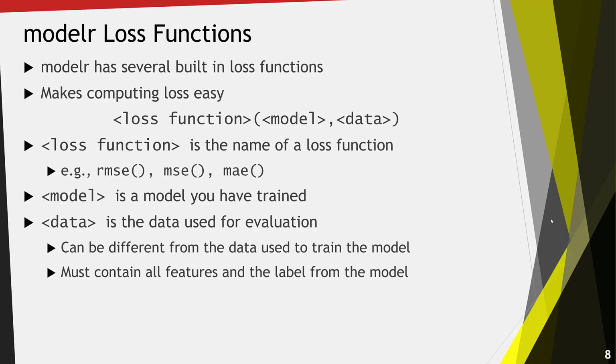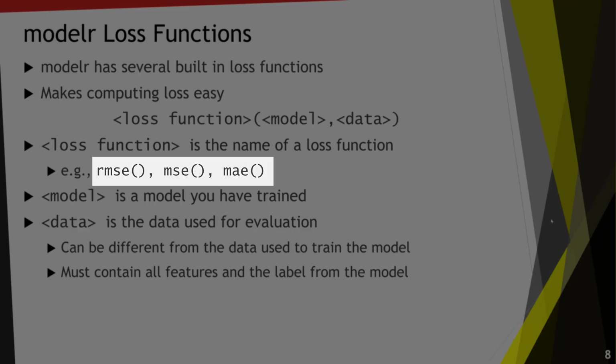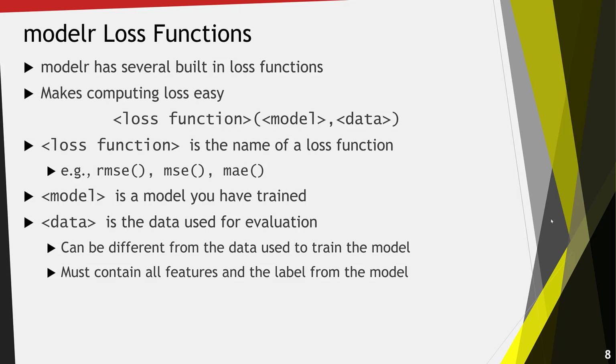There are several loss functions built into the Model R library. Some common ones are RMSE for root mean square error, MSE for mean square error, and MAE for median absolute error. It's important to remember that the data you provide is the data used for model evaluation. It can be different from the data that you use to train the model. The only requirement is it contains all of the same features and the label that were used in your model.